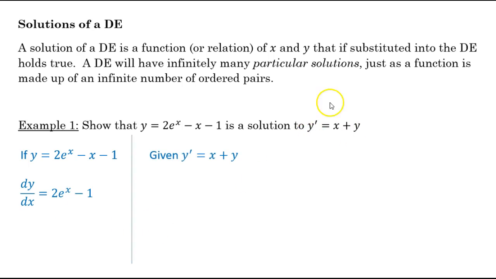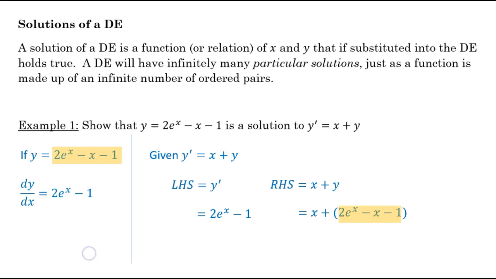Now I take my differential equation and I'm going to start by looking at the left-hand side. So the left-hand side of my differential equation is simply y prime, and we know that that's equal to 2e to the x minus 1. We just found that. Now I'm going to look at the right-hand side of my differential equation. In this case, the right-hand side is x plus y, and so I'm going to substitute in there as well. I've got x, and y was 2e to the x minus 1. So I substitute those things in and simplify it, and I end up with 2e to the x minus 1 in this case.